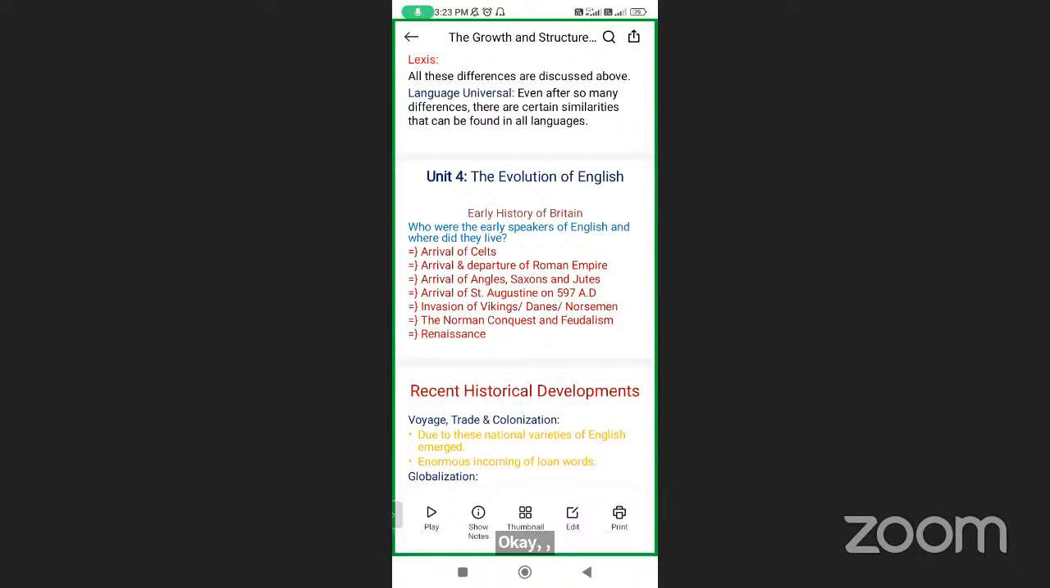Celtic peoples were conquered or attacked by the Roman Empire. Roman Empire means people from Rome, those who speak the Latin language. The people who attacked this land that is known as England right now ruled over these Celtic peoples for almost 400 years.